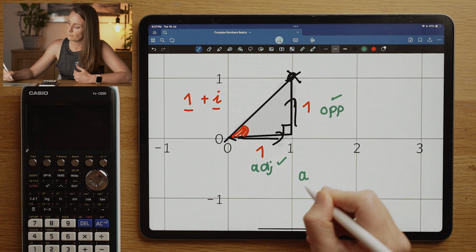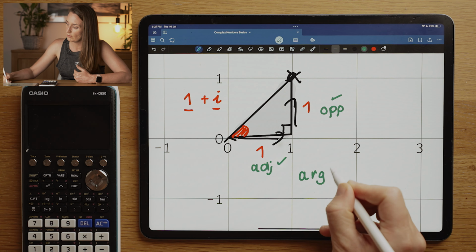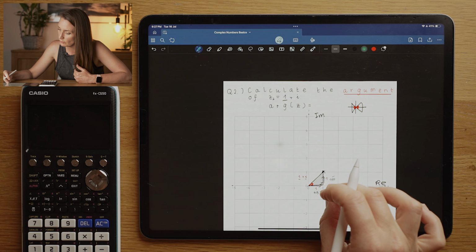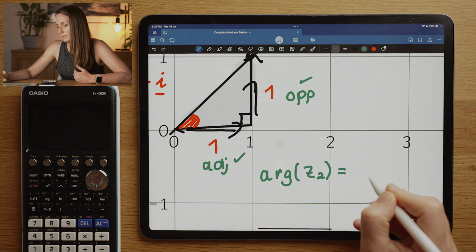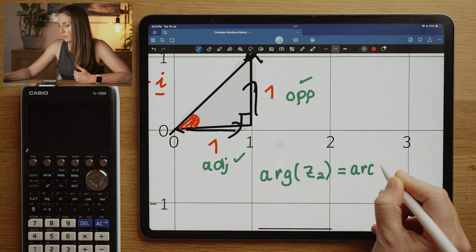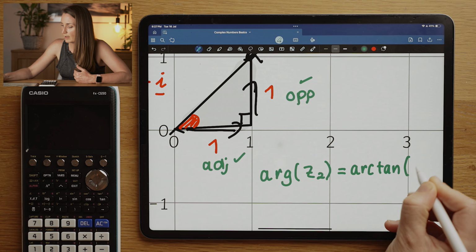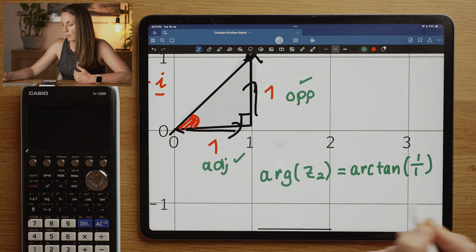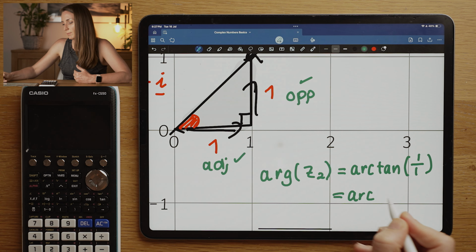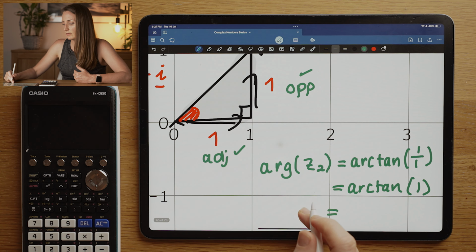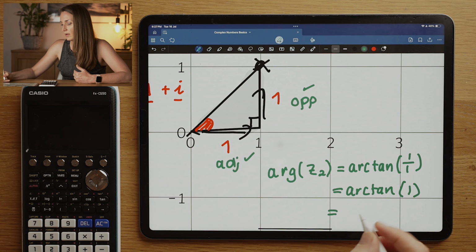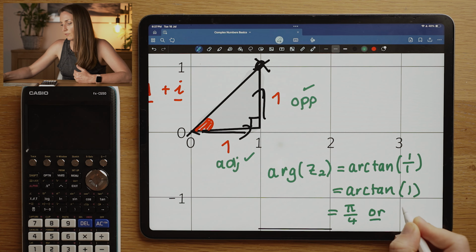So I'm going to do the argument of, I think this was called Z2. The argument of Z2 is going to be equal to the angle, which I'm going to calculate using arctan of 1 divided by 1. So that's going to be arctan of 1 divided by 1 is 1. Arctan of 1 is pi over 4 in radians, or 45 degrees.